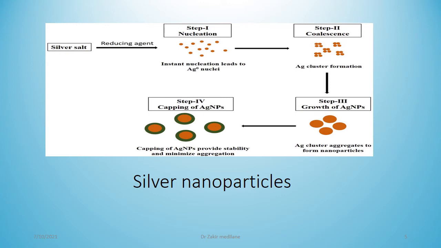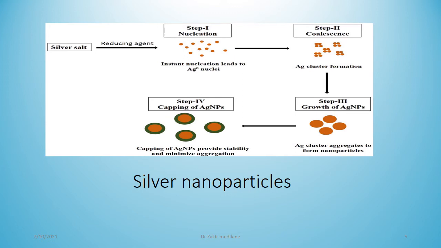Because of more accumulation of the drug, these nanoparticles form a cluster aggregate. They are combined with each other to form nanoparticles. Then, after the last stage of this synthesis, we can see here the capping of the silver nanoparticles. This capping is the conclusion of the preparation of the nanoparticles. Capping of silver nanoparticles provides stability and minimizes aggregation.